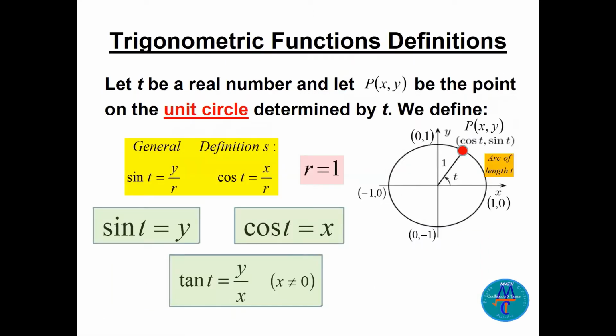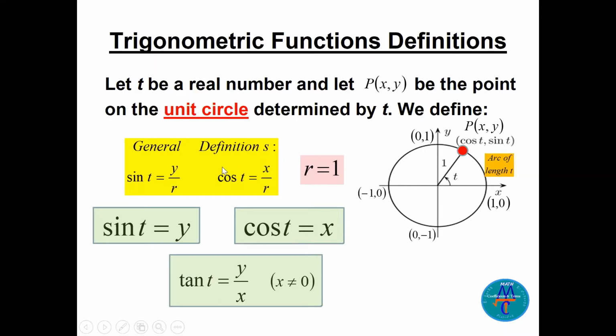Now let's define, let t be a real number and we have a point P(x, y). See, this is a point P on the unit circle. So the point P is determined by the t. t is this arc here. You see, this is from 0 until this point. This is the arc t.